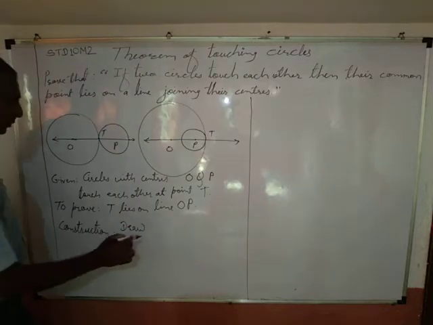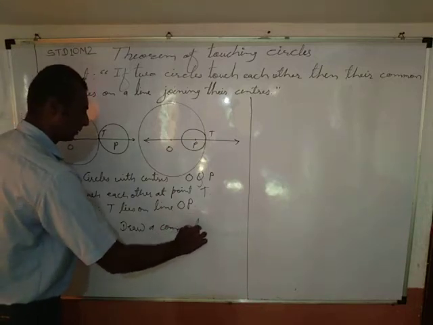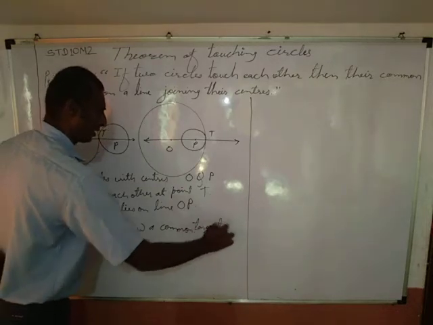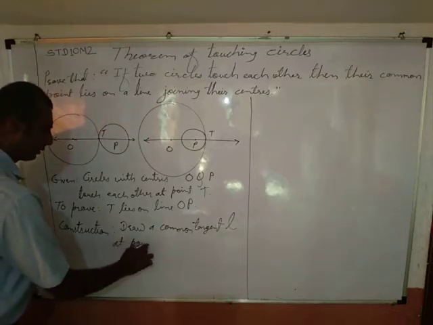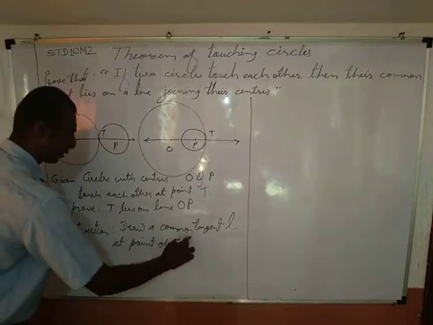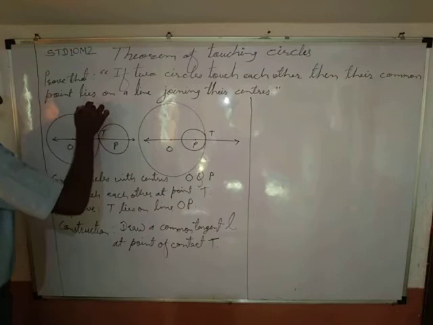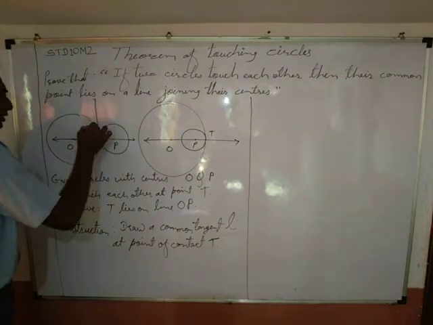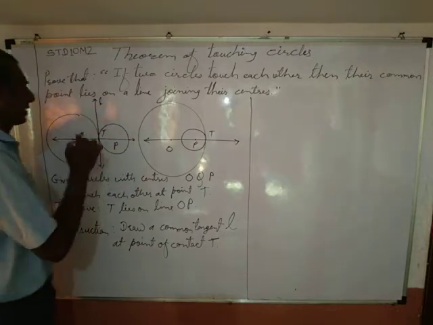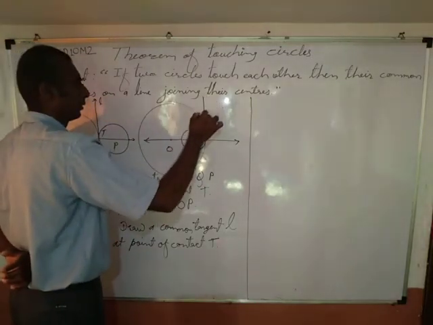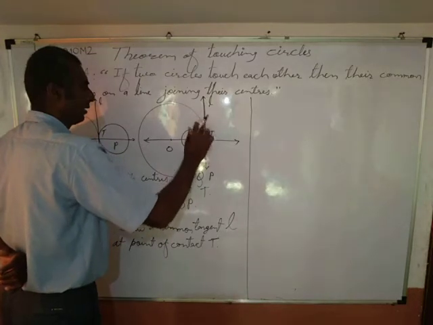Construction: draw a common tangent L at the point of contact T. Okay, at the point of contact T. Now if we draw such a line L which is tangent at the point of contact T, it means it is a common tangent to both these circles with centers O and P. Line L is their common tangent.